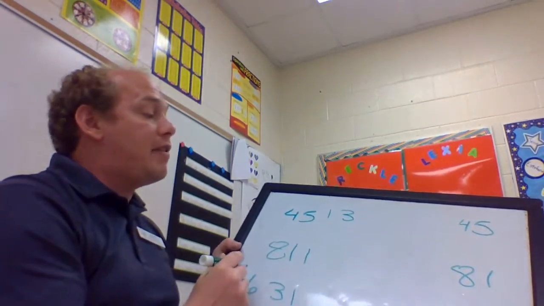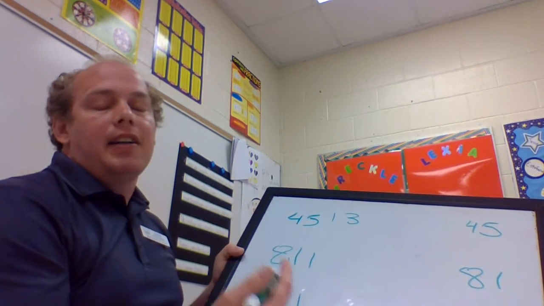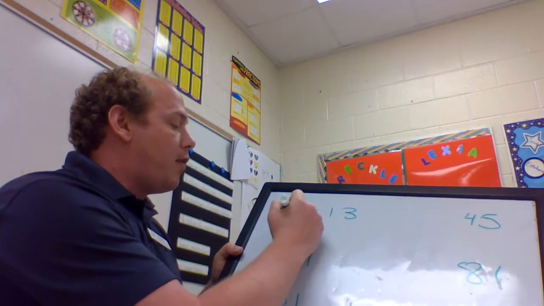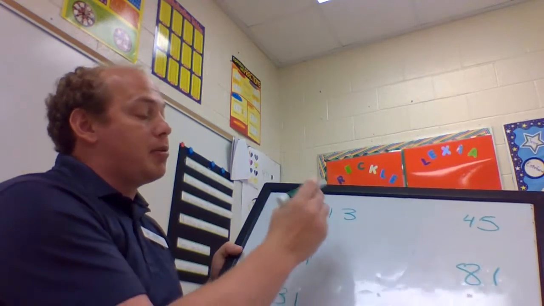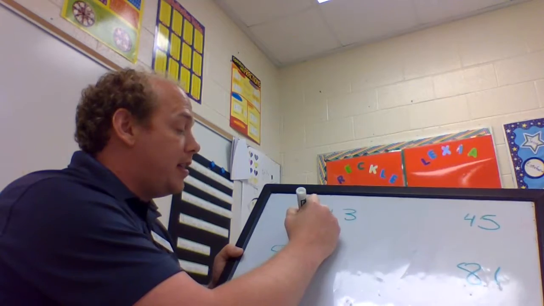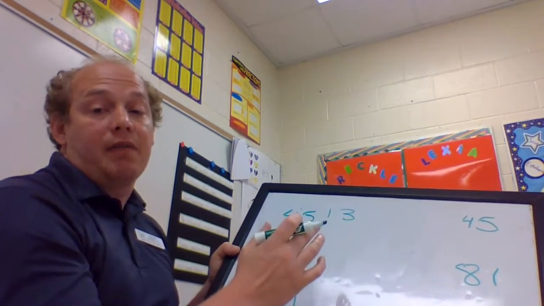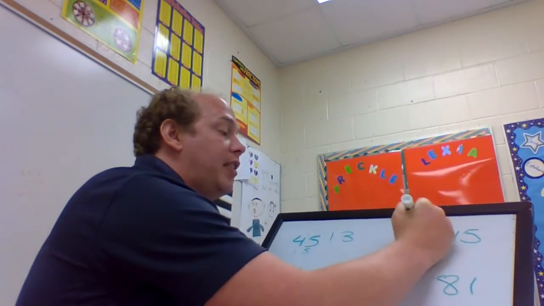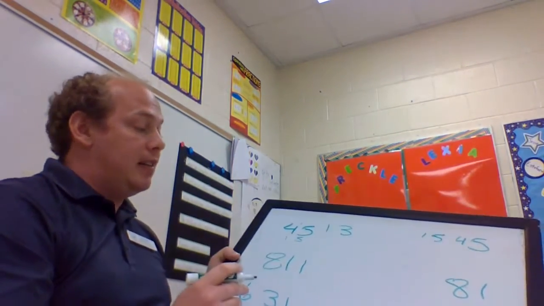So 45 divided by 3 is what? We might not know that off the top of our head. So let's think here. 3 goes into 4 one time with 1 left over, and 3 goes into 15 5 times with nothing left over, because 3 times 5 is 15. So 3 times 15 is 45. So now we got 3.